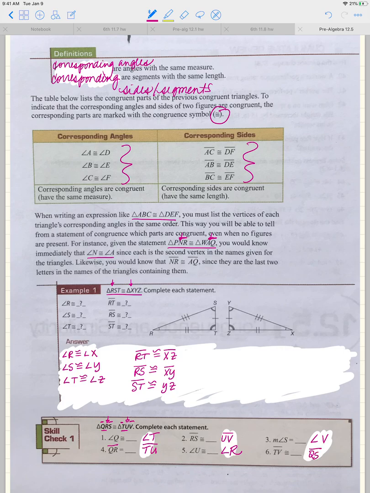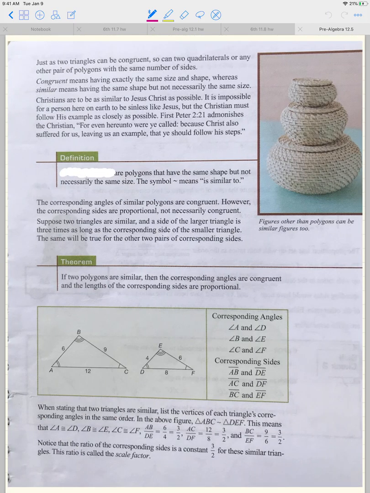All right? Continuing right along, just as two triangles can be congruent, so can two quadrilaterals or any other pair of polygons with the same number of sides. Congruent means having exactly the same size and shape, whereas similar means having the same shape but not necessarily the same size. Definition of similar polygons: similar polygons are polygons that have the same shape but not necessarily the same size. This one wavy sign means is similar to.